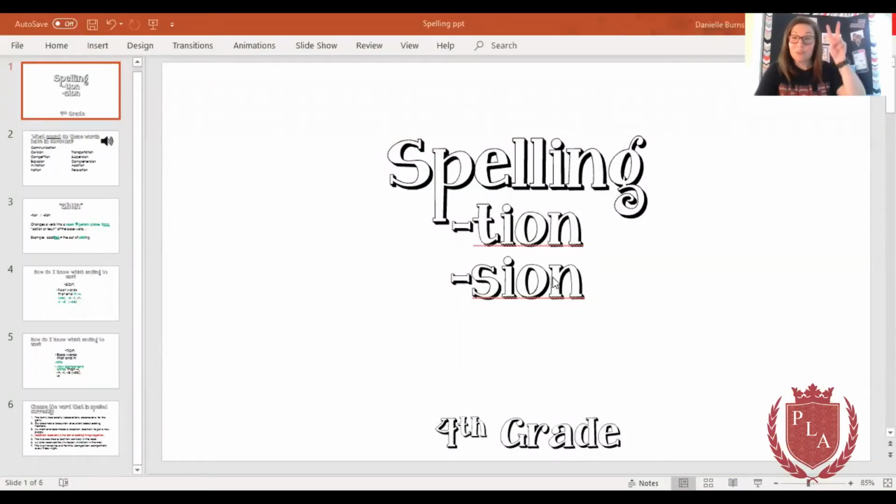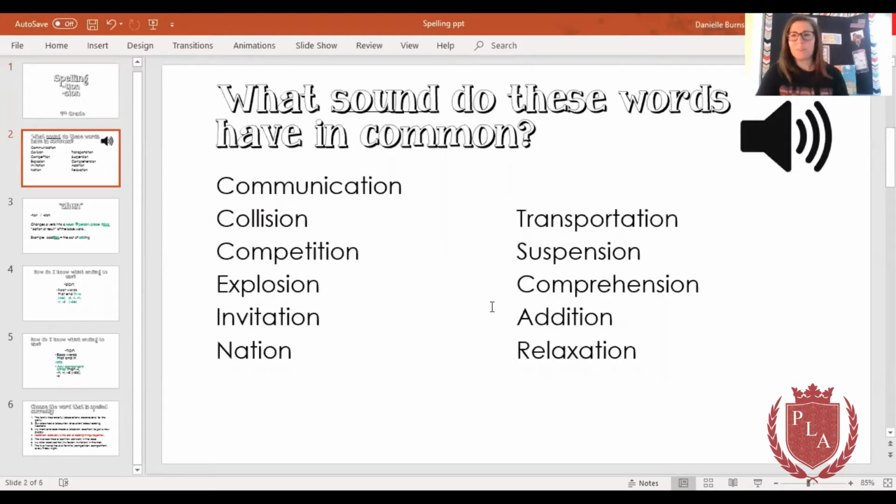Like I said, we have our two different endings that we are practicing today with tion and sion. First, I'm going to read some of these words out loud, and I want to see if you can hear something that sounds the same in every single one of these words. I will say the word. You listen and repeat.